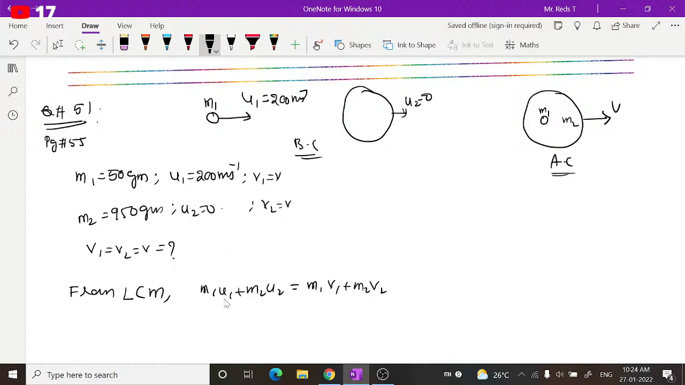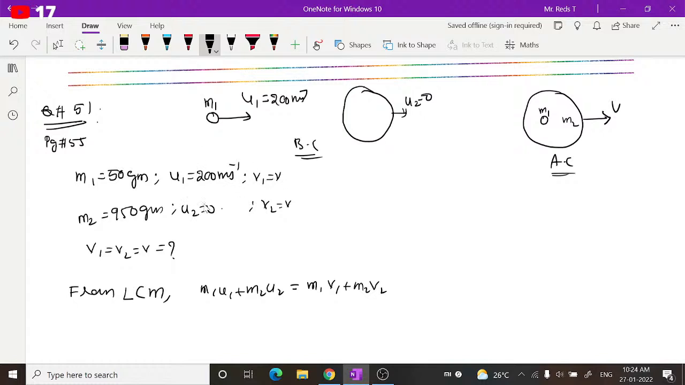But while doing this simplification, all parameters should be in the same system of units. Same units, same system of units. So how can you say this? M1 is in CGS system, U1 is in SI system. Convert it into, let us say, CGS system. Let us convert here. At the end you can convert it to SI system.